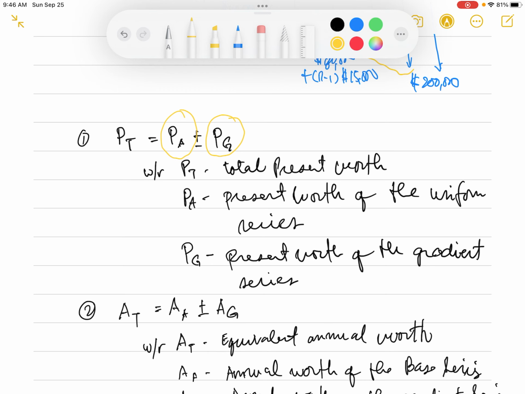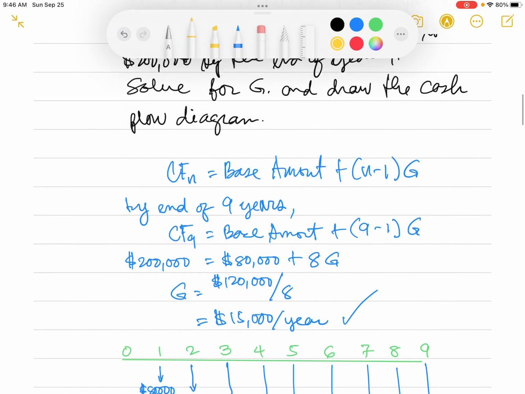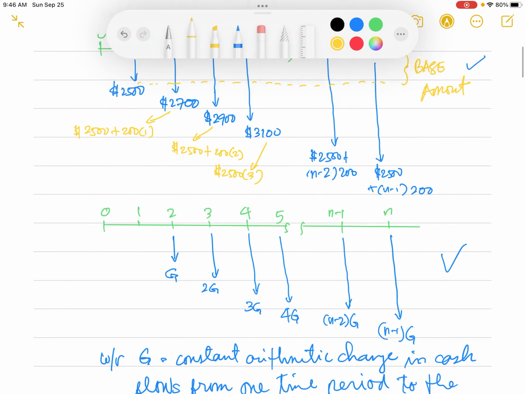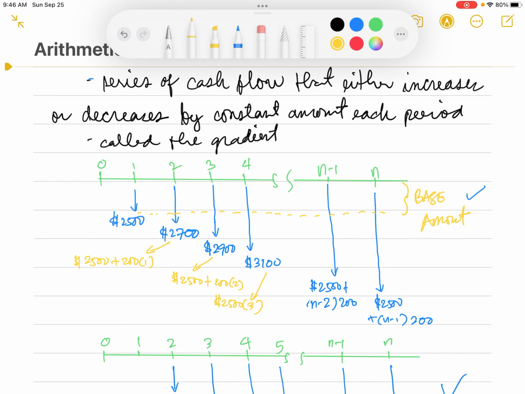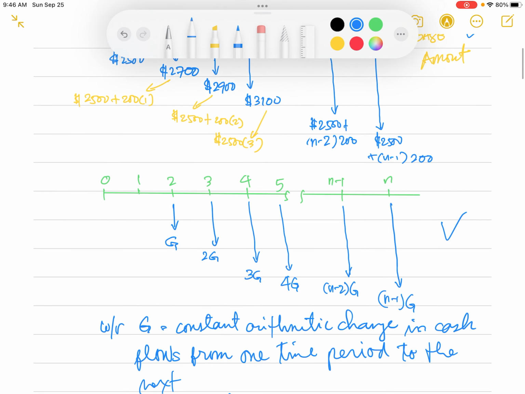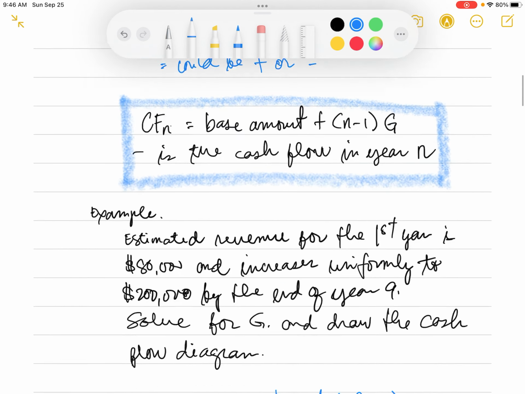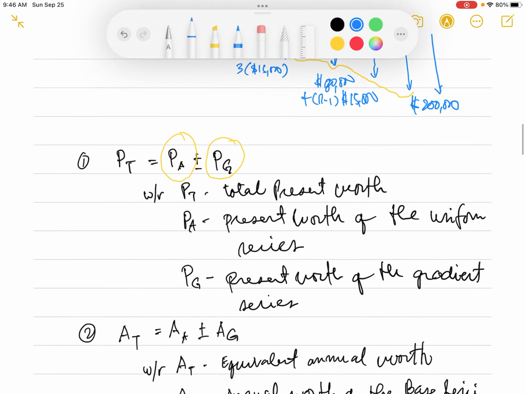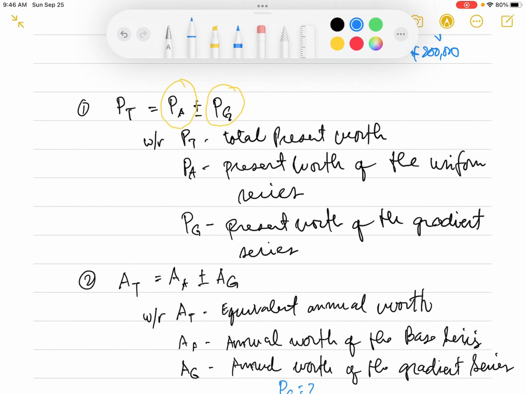So it's just again computing the present worth of this cash flow diagram, which is just adding the present worth of the uniform series and the present worth of these gradient series. So that's just the total. If you add those quantities, you will have the total present worth of the cash flow.